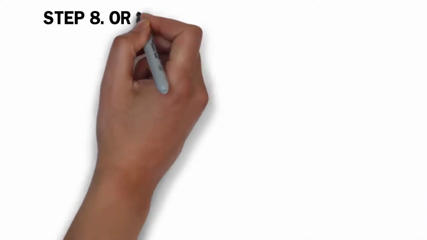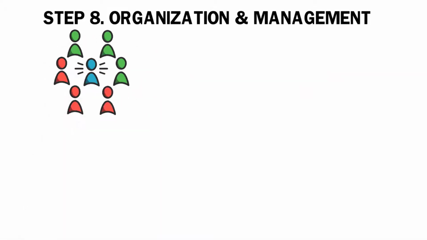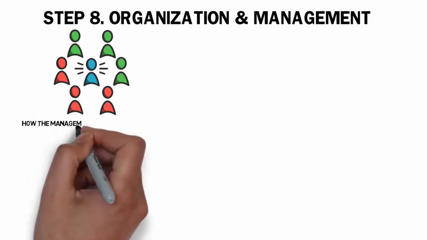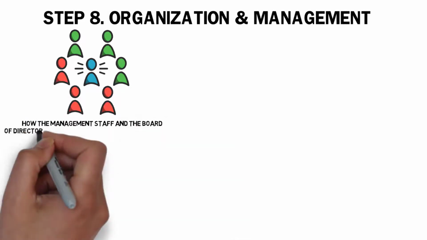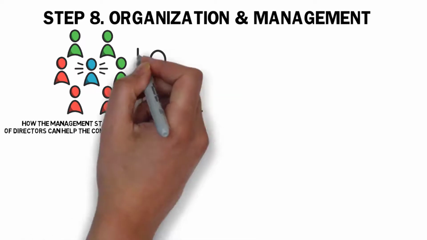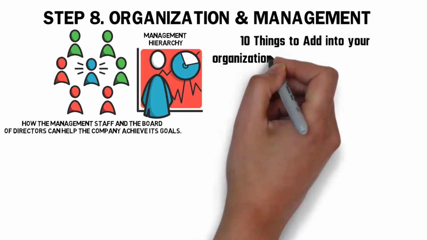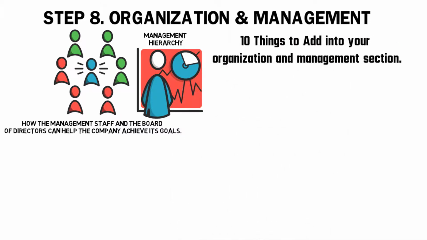Step 8. Organization and management. By glancing at this part of a business plan, it should become clear what the organizational structure of the company is, and how the management staff and the board of directors can help the company achieve its goals. An organizational chart provides a clear illustration of the management hierarchy. Management profiles are usually included. 10 things to add into your organization and management section.